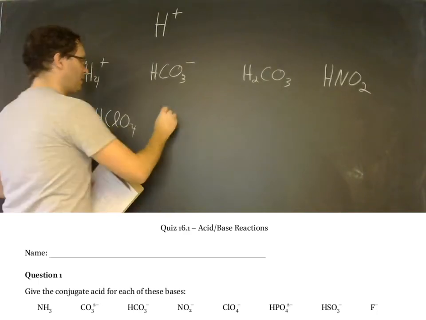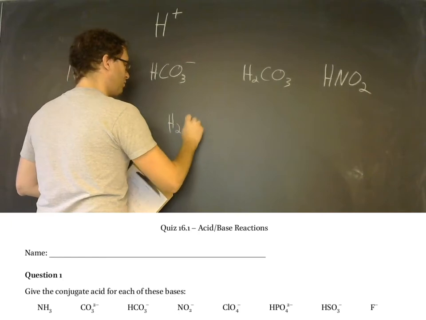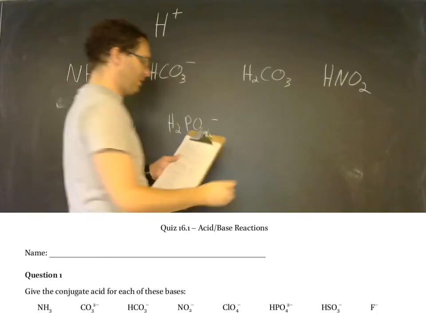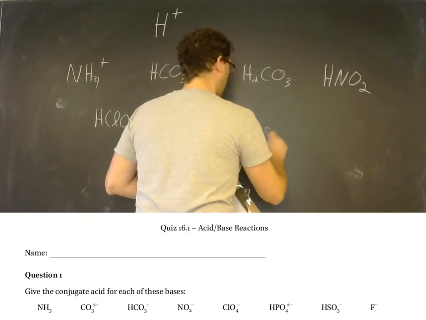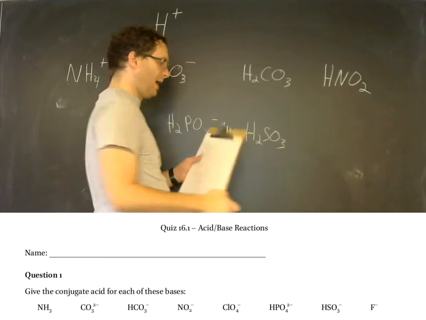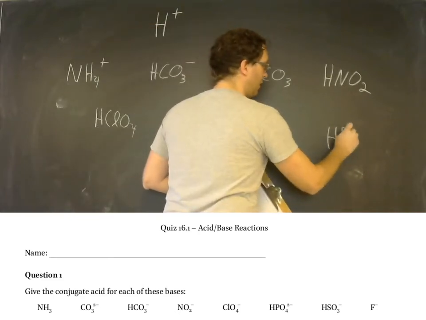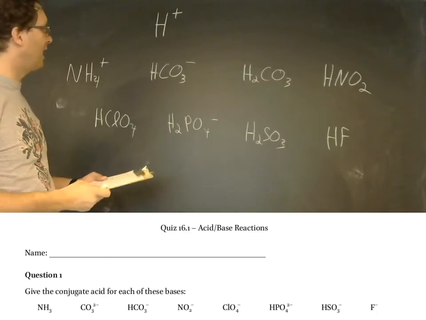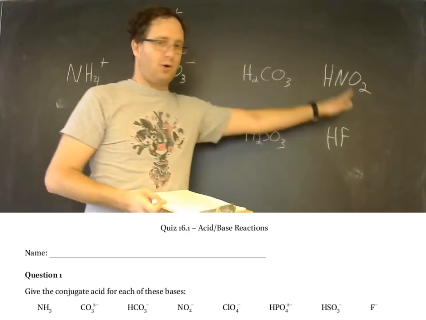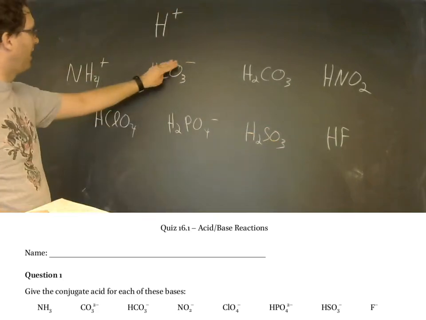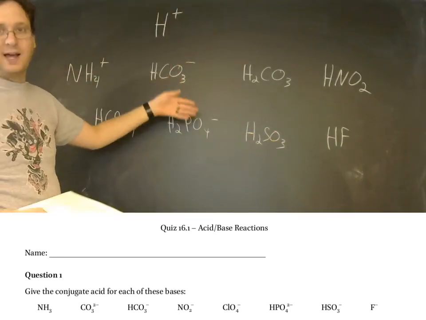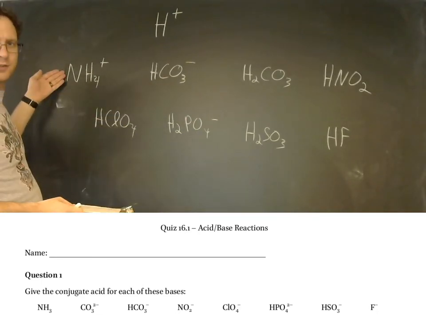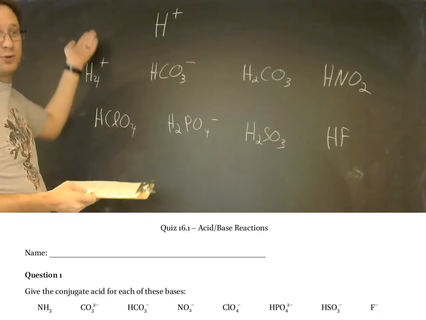HPO4 2-, we'll add an H+, get H2PO4 1-. HSO3- would be H2SO3, and F- would be HF. So when some of these had an H+ added, they became neutral. Some of them just had a negative charge that was less than what it had been before. And then this is one interesting example where it actually goes from neutral to positive.